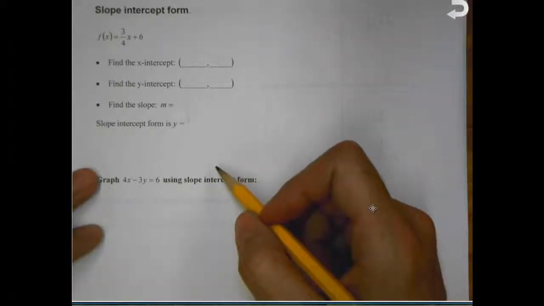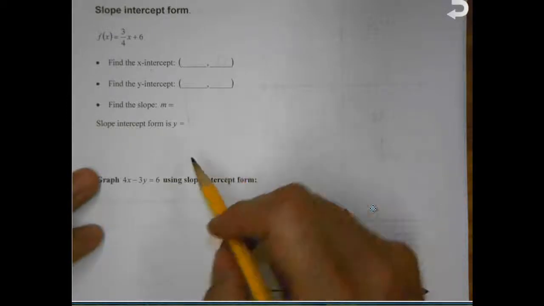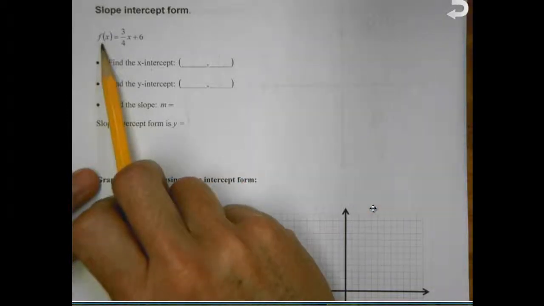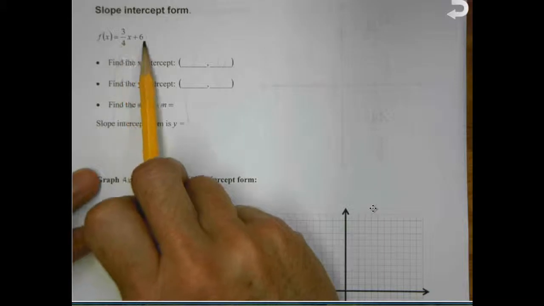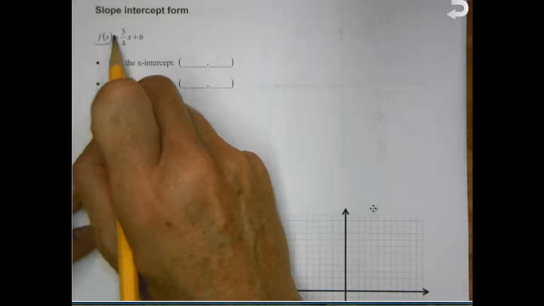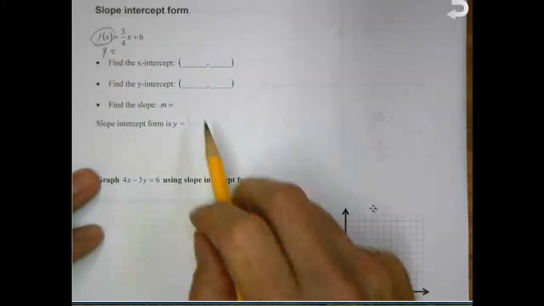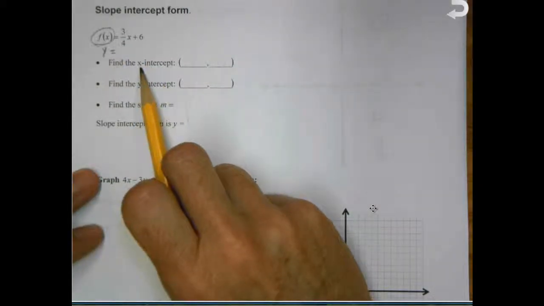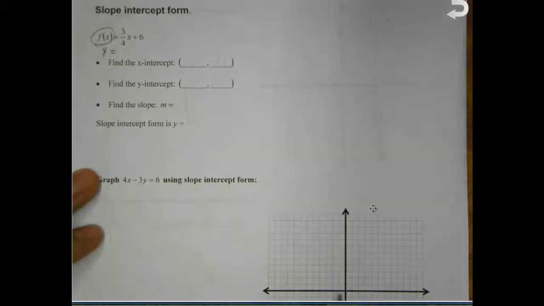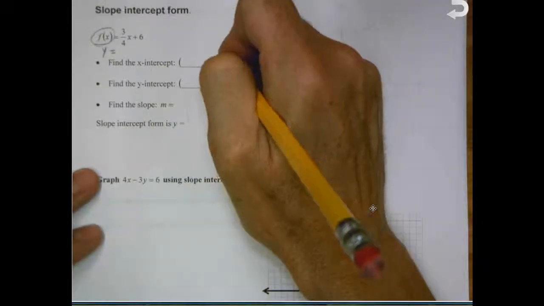Let's take a look at using the slope intercept form, and we have a function f of x equals 3/4 x plus 6, and remember that whole f of x, we can consider it as a y for graphing purposes. We want to find the x-intercept, and that's the place where the line crosses the x-axis, and that means if we're on the x-axis, then we have no value or a 0 for our y.